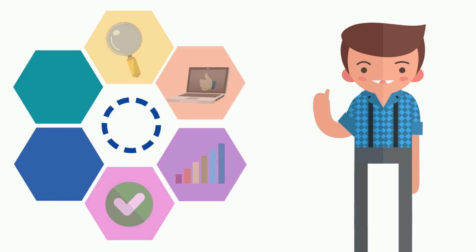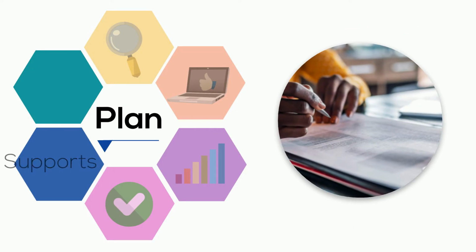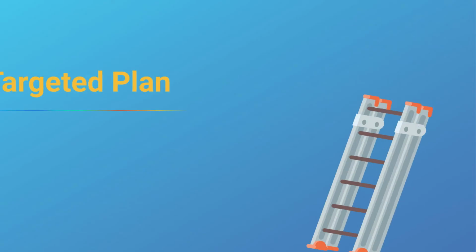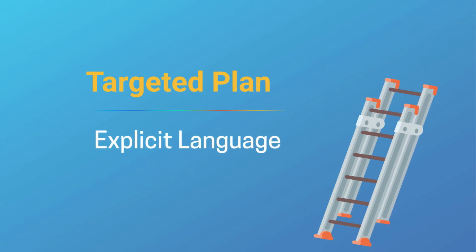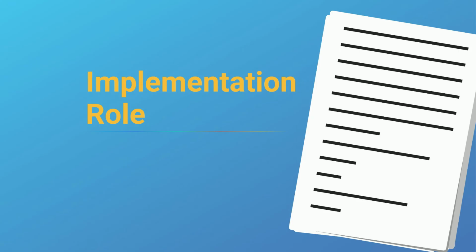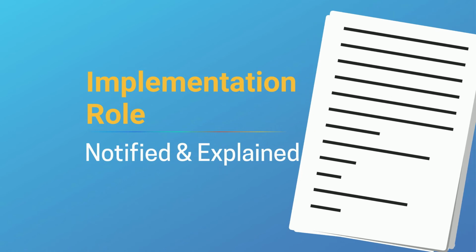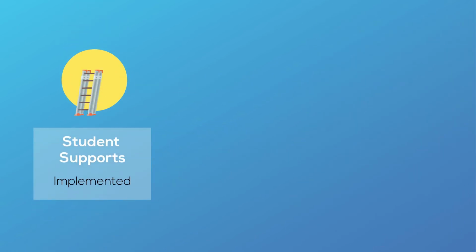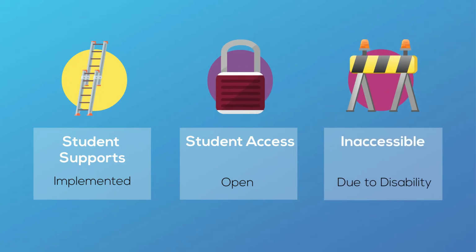The fifth piece of this process is the team's development of a Section 504 plan if the student needs implemented supports. What is included in the plan must be based on information about the student to best support the area where access is limited. What's to be implemented should be specifically stated in the plan, easily understood, and consistently implemented as described. Individuals with the implementation role should be notified and, as needed, explained what the actual implementation should look like for the student. The supports or accommodations should, when implemented, open up or improve the student's access to what was previously inaccessible due to the student's disability.